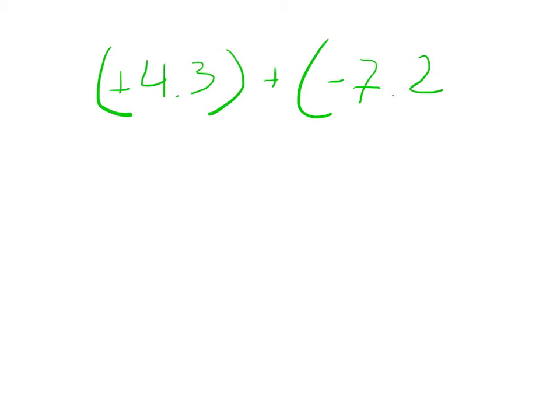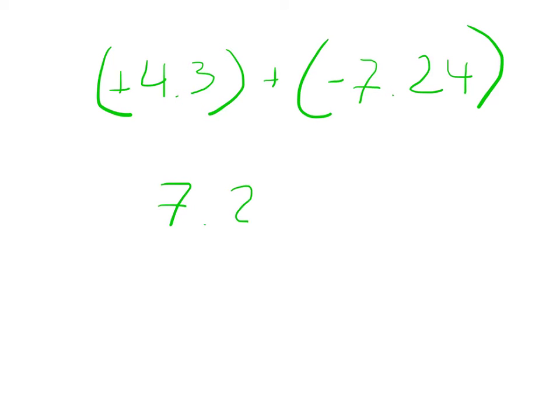All right, B here, we've got a positive 4.3 plus a negative 7.24. So again, a couple of ways to do this. I could do 4.3 minus 7.24, or I could do 7.24 minus 4.3. But because this number is larger, my answer is going to be negative.